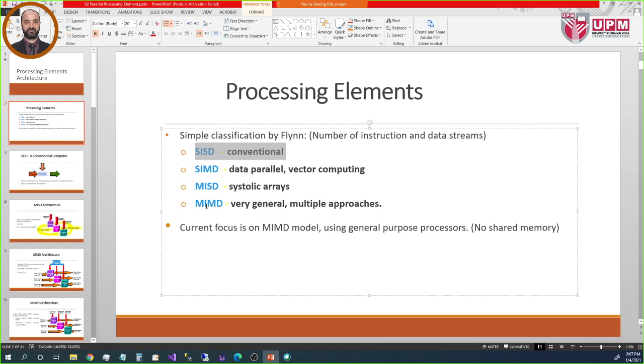MIMD is very common nowadays, especially in the recent decade. Most machines now include multi-processors or multi-cores, including some laptops, some mobile devices, and all of the servers nowadays, which have multiple processing units.